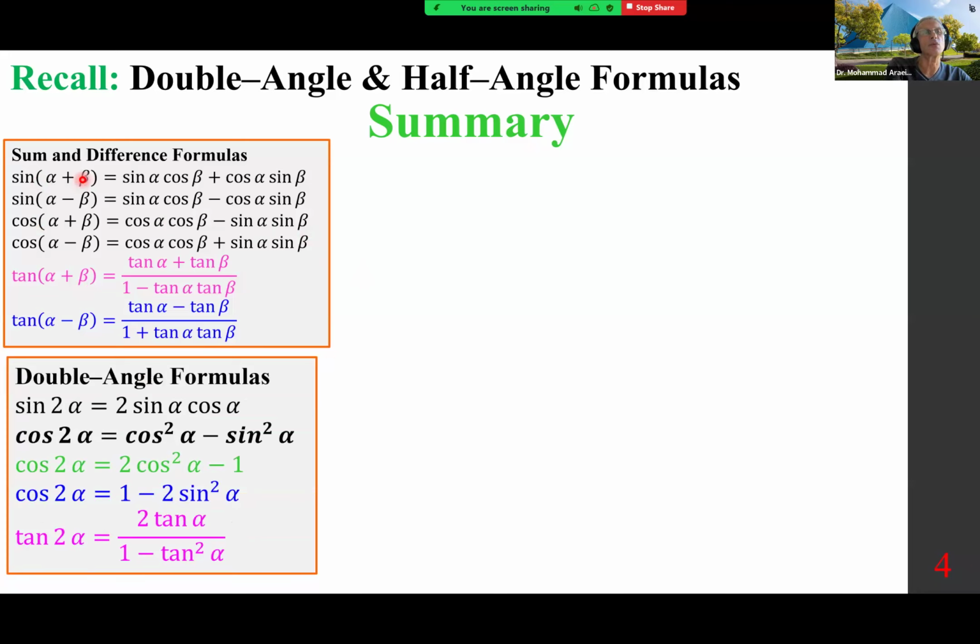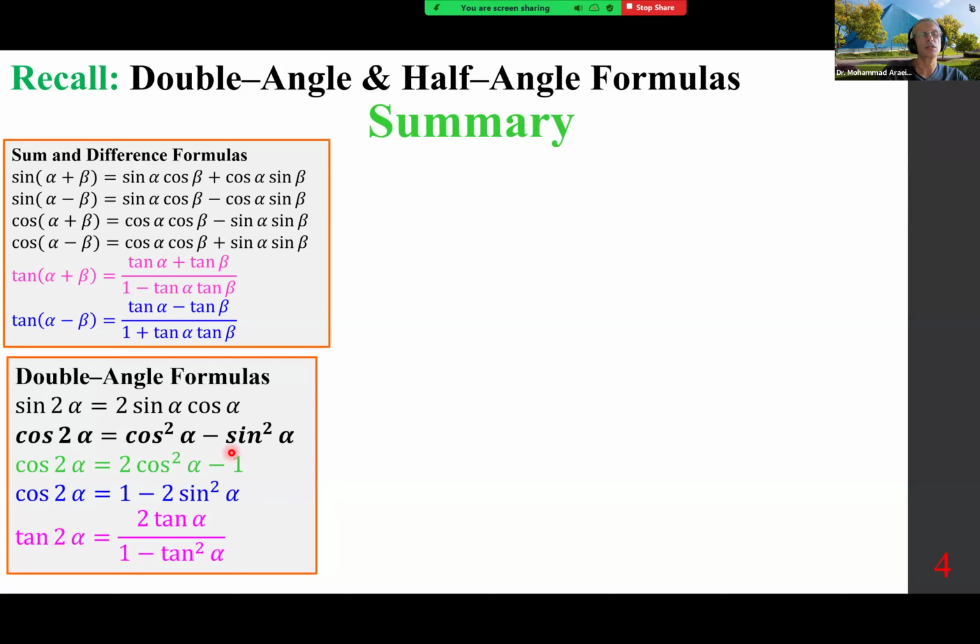And they will result in double angle formulas. For example, if you recall, we can replace beta with alpha. We get sine of 2 alpha is 2 sine alpha cosine alpha. Cosine has 3 different ways of equalities: cosine squared minus sine squared, 2 cosine squared minus 1, or 1 minus 2 sine squared. And tangent is 2 tan alpha over 1 minus tan squared alpha.